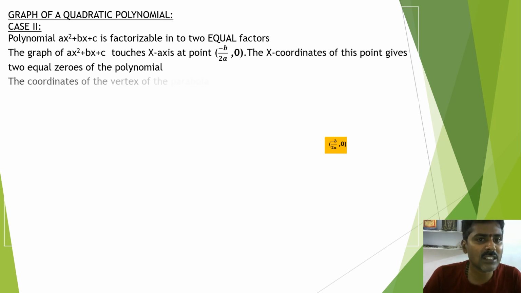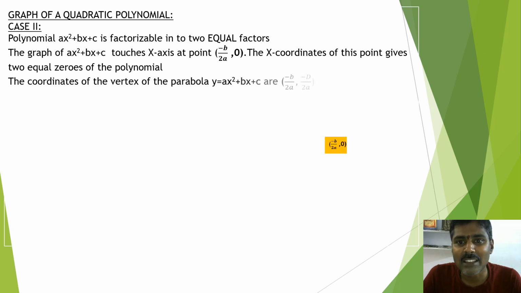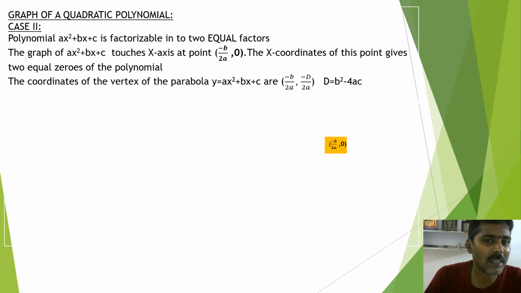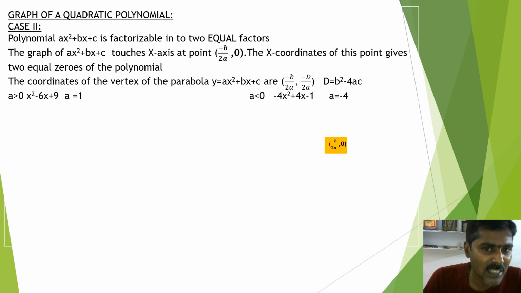So the coordinates of the vertex of the parabola are minus b by 2a comma minus d by 4a, where d equals b square minus 4ac. But once you remember this, since the parabola touches the x-axis at the point, the y-coordinate is 0. So we'll see with an example here. Similarly, I will take x square minus 6x plus 9 where a is positive, and minus 4x square plus 4x minus 1 where a is negative.